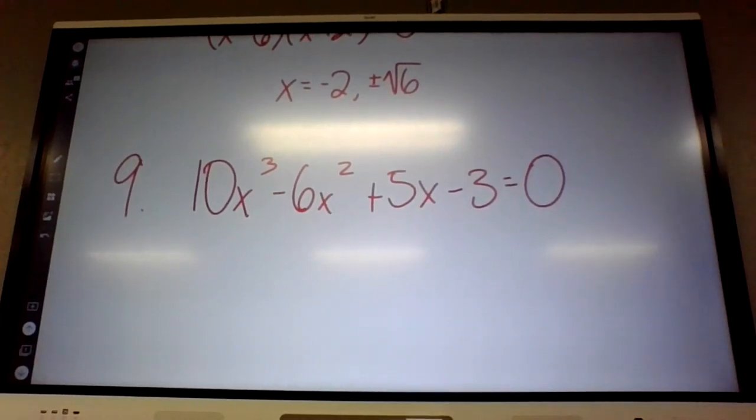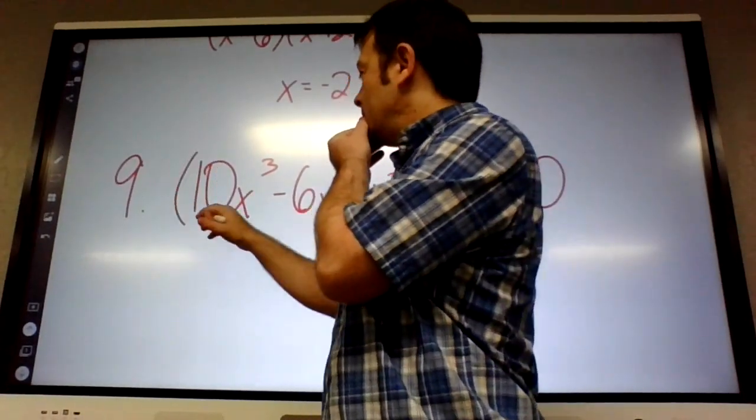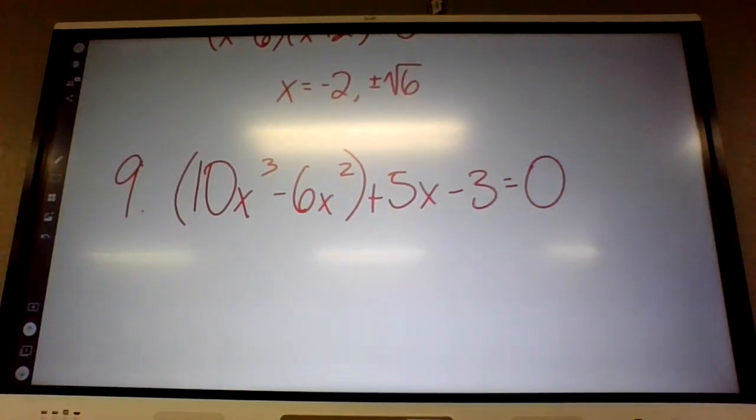Quadratic. No, it's not quadratic, it's the grouping. It's got 4 terms. Just do something different than we've done this entire assignment. Good idea.